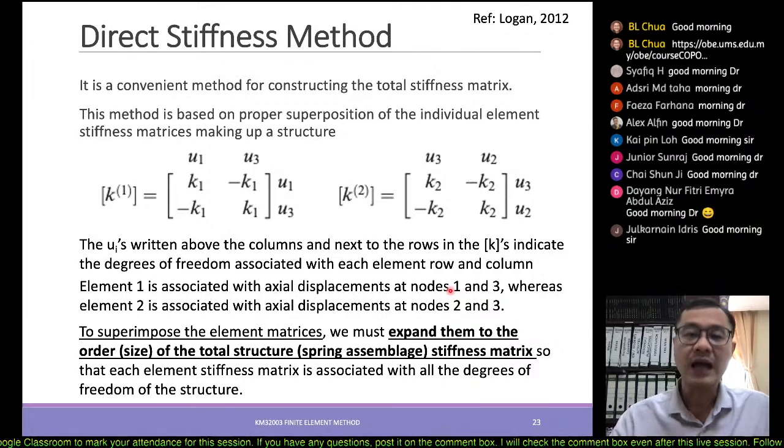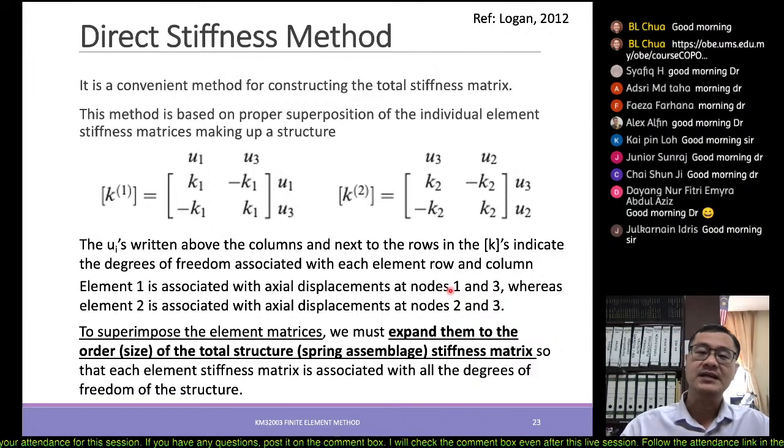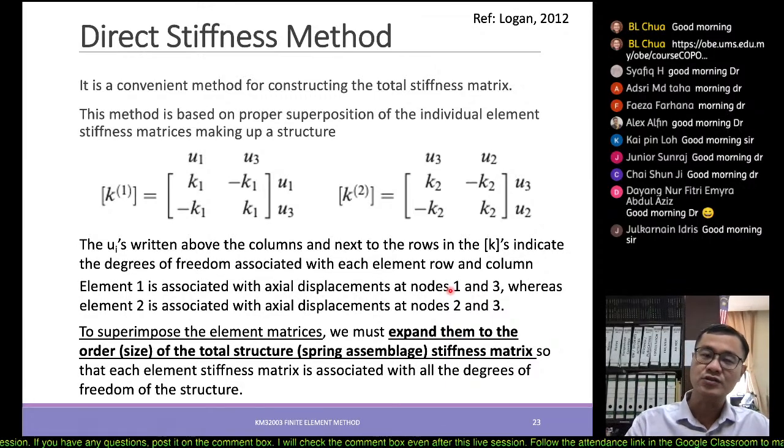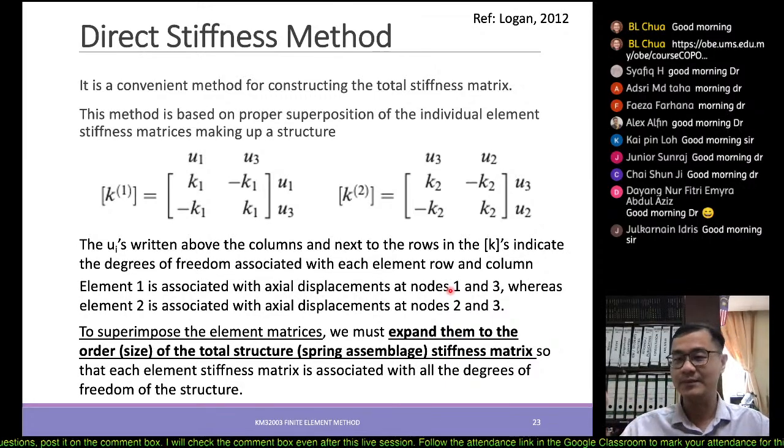Now we come to an easier way to do it. You can see that I have skipped all the calculation part. I only present the idea of the matrix, and how you can form this assembled matrix through one of the easiest ways. We call it the direct stiffness method. The direct stiffness method is a convenient way, by marking only the node locations.